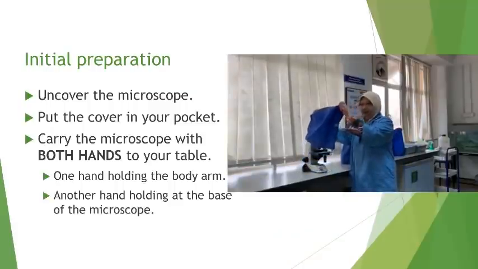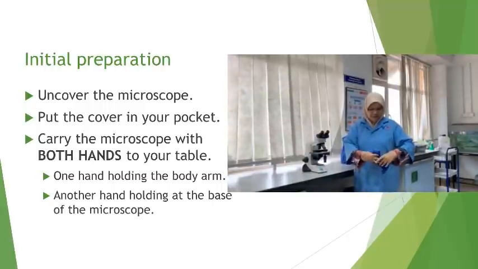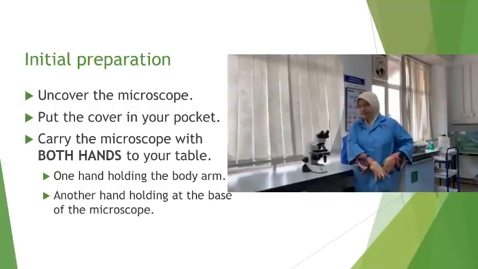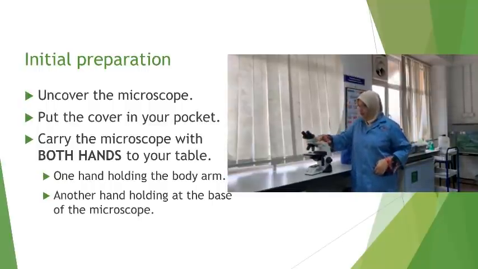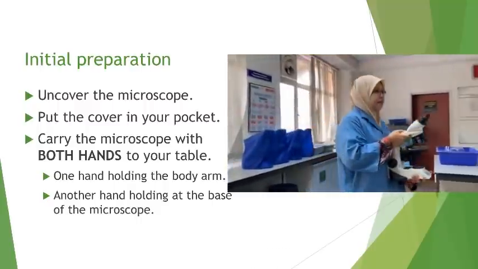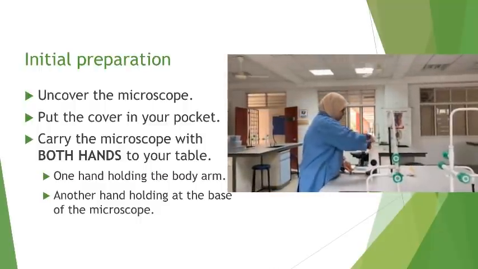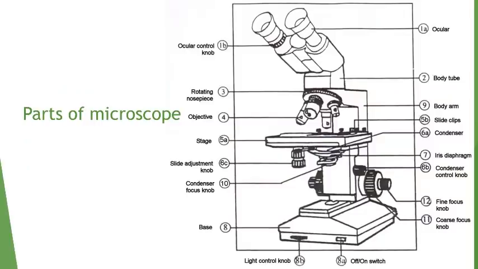Before you start with the experiment, you should take the microscope. First, uncover the microscope. Put the cover in your pocket and carry the microscope with both hands to your table. For detailed parts of the microscope, you may refer to your lab manual and make sure that you know which one is the ocular lens, rotating nose piece, objective lens, stage, light control knob, fine focus knob, and coarse focus knob.